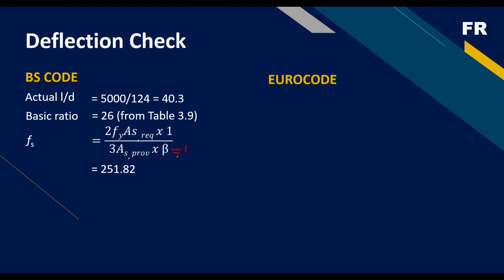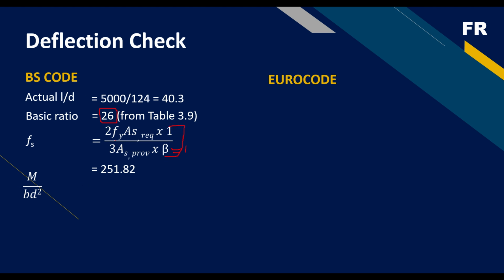So the next thing you need to calculate after you get your Fs is the modification factor. You know, this is the basic ratio based on the code, but depending on the amount of reinforcement that you put inside the section, that can affect this ratio. So this ratio needs to be modified based on the amount of reinforcement. So that's why we calculate this.